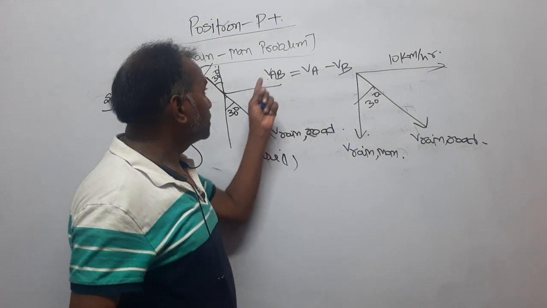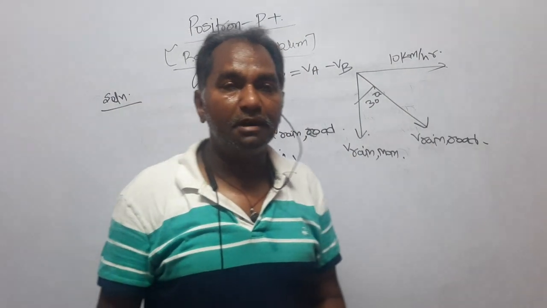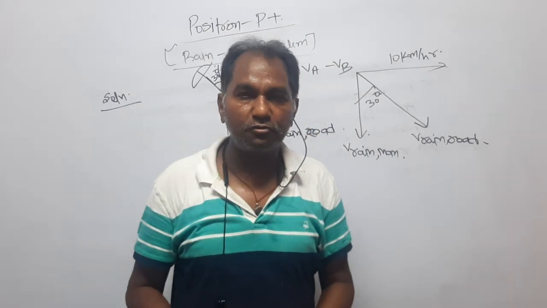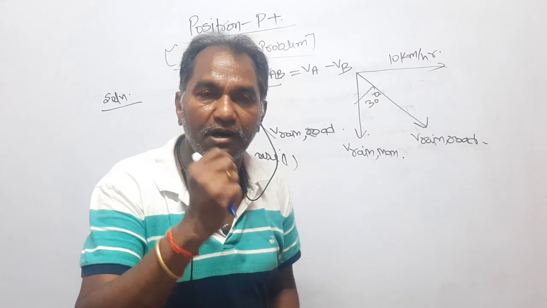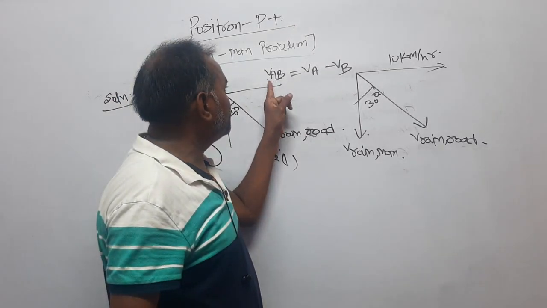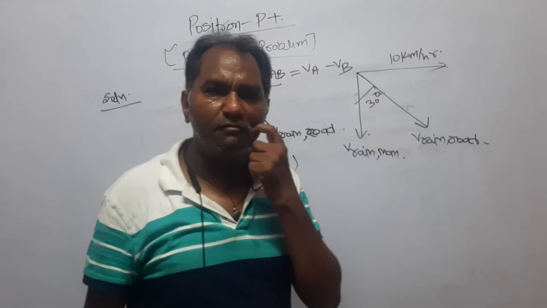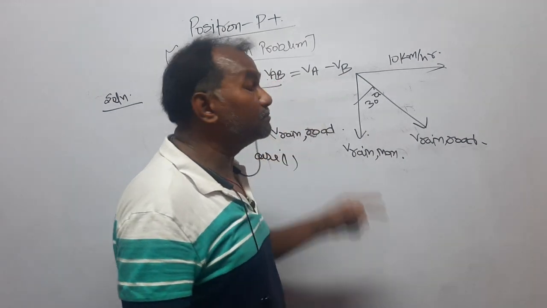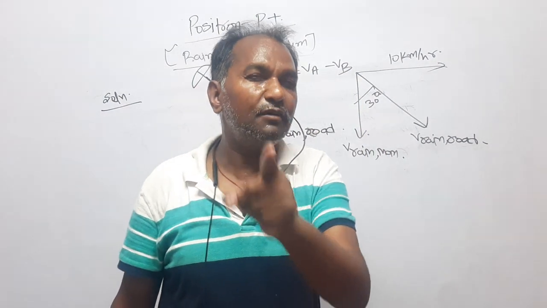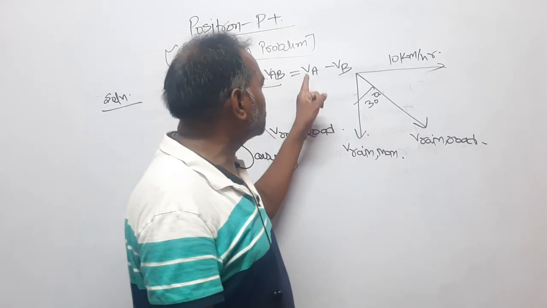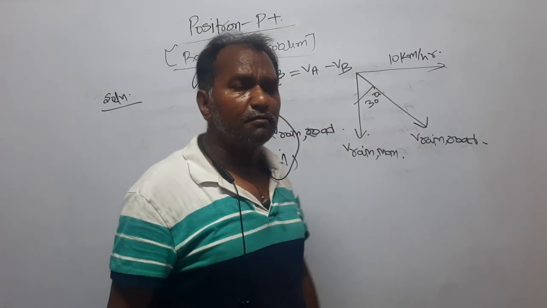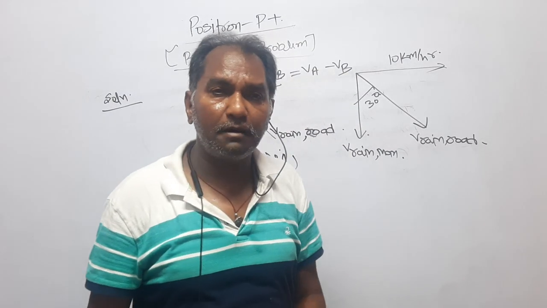Now, dear students, VAB you may write like VA minus VB. You know, motion is not an absolute quantity. Motion should be defined with respect to a frame of reference. Velocity of A with respect to B means velocity of A observed by observer B when he is at rest. That is equal to VA minus VB, velocity of A minus velocity of B.